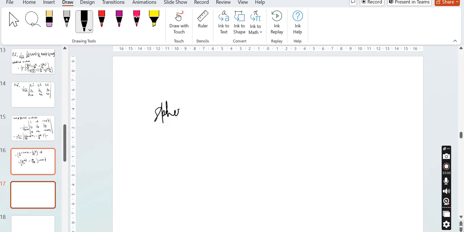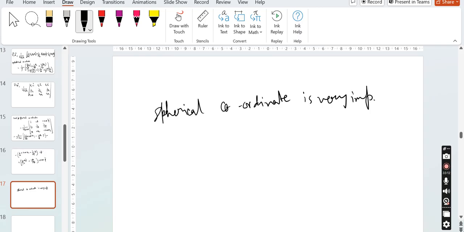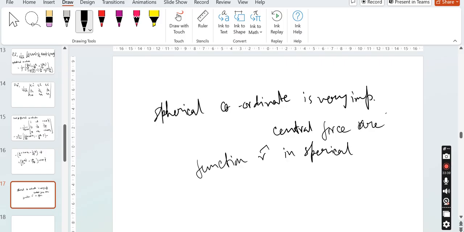Spherical coordinate is very important as most of the central forces are functions of r in spherical coordinates.